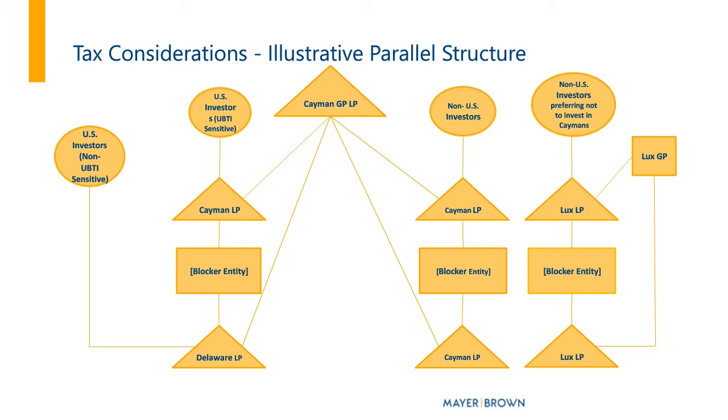I've put in there a box marked blocker entity, and that's jargon, but all it really means is that we put a non-transparent for tax purposes vehicle into the structure, such as a Cayman company. And the effect of that is that the income and capital gains from the underlying investments are received by that entity as opposed to the pension fund itself. I'll come on to why that might be important from a trading point of view in another slide.